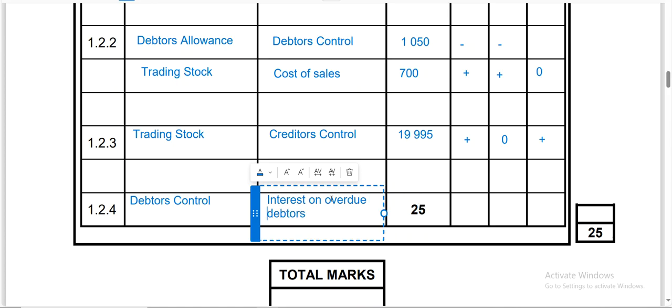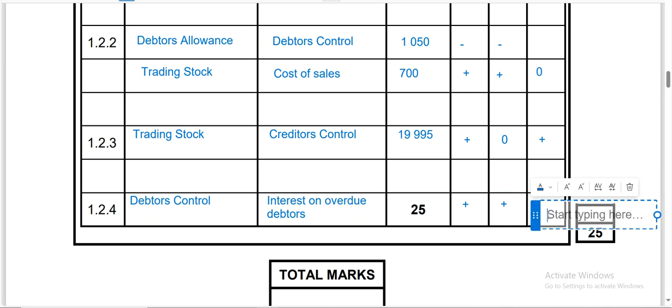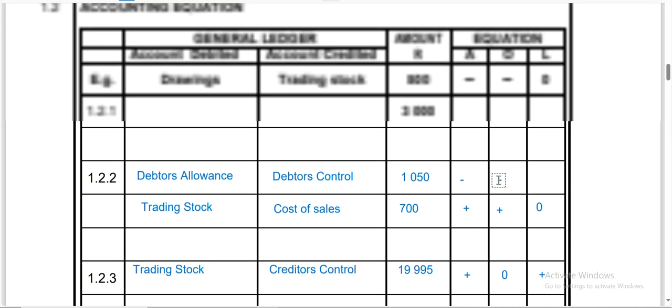So the amount that they gave us is 25 rand. So we need to explain what is happening. Our debtors control will be increased by 25 rand, and our interest on overdue debtors will increase our equity because it's an income, by 25 rand. So it will be a plus here, and on the last column it will have no effect, so 0. And this is how, guys, you would score your 30 marks whenever you are given that accounting equation.